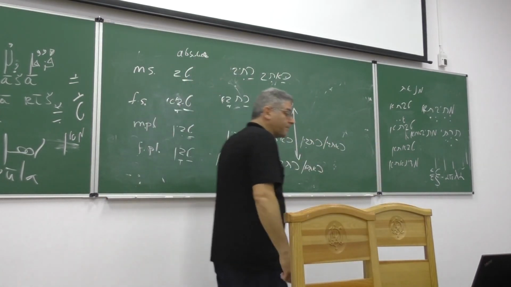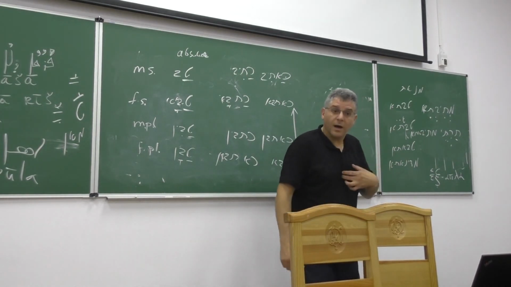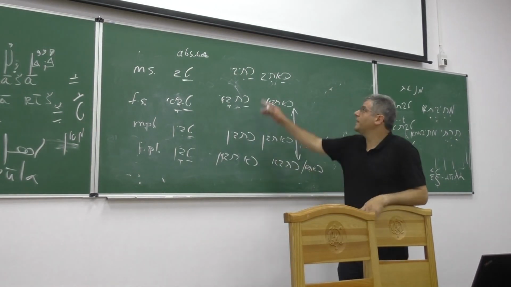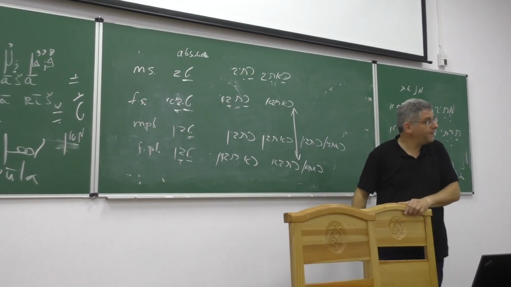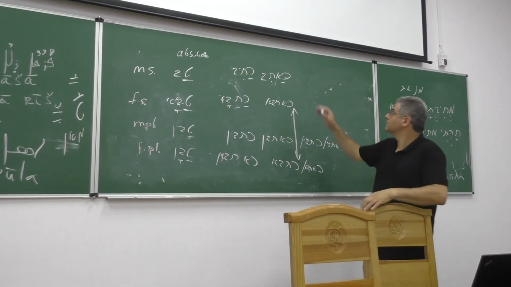So, we have ano, I. We have the masculine, I am writing. Kathiv, no.